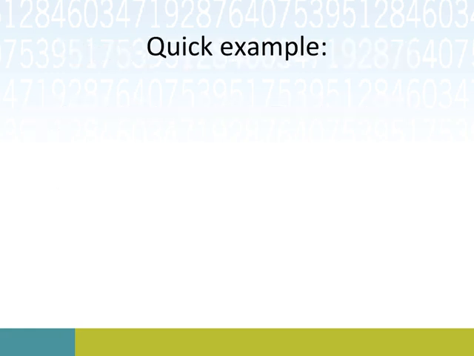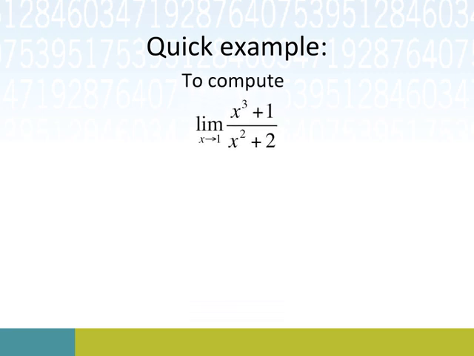But we'll try one additional one just to get the notion of what's going on here. So we're trying to compute what looks like a fairly complicated limit as x goes to 1. And then on top we've got x cubed plus 1, on bottom is x squared plus 2. And each of these things is a polynomial. They look like x to some positive whole number power. And so this must be a rational function.